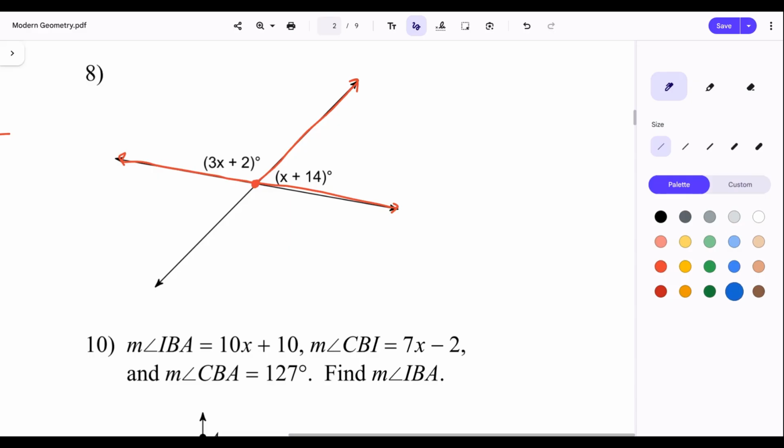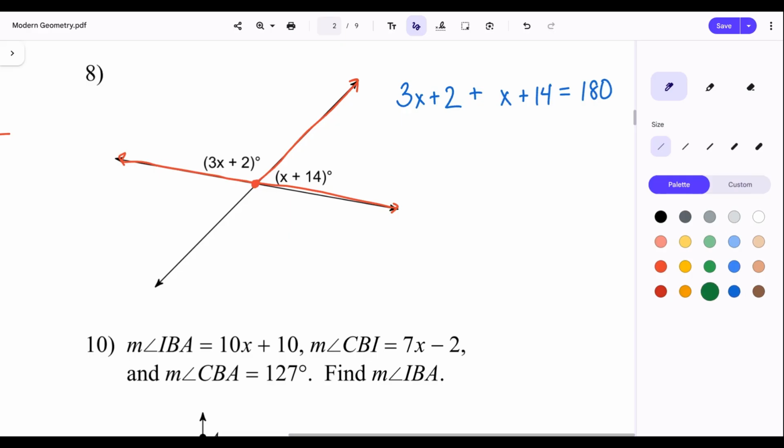So if I want to set this up as an equation, I'm going to take these two angles. Now I have expressions for both of them. Neither one of them are giving me a direct measurement here. So I'm going to take 3x plus 2. And if those two should add together, I need to put a plus sign in between them and set it equal to 180 because that's what a linear pair does. Good.